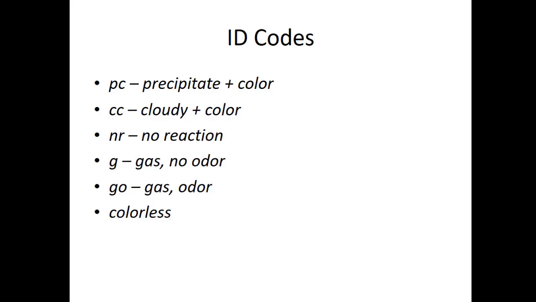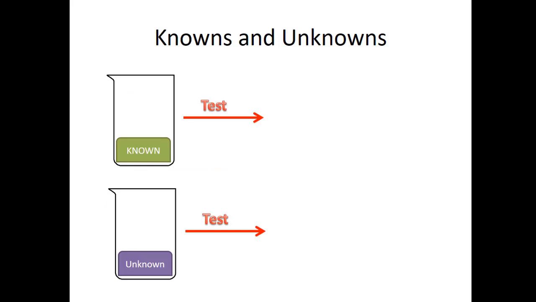If you see a precipitate forming and it's colored, or a color change and a precipitate, you say PC. If you see the solution turn cloudy and there's a color change, you use the code CC. If there's no reaction, like you see nothing, if it's clear when you start and clear when you end, no gas bubbles, no heat, no anything, then you just write no reaction or NR. If you see a gas that comes off with no odor, then you write G. If gas comes off and you smell something different, then you write GO. And if it's colorless, but you know that something happened, maybe a temperature drop or a temperature increase, then you'll write that as the code colorless, right?